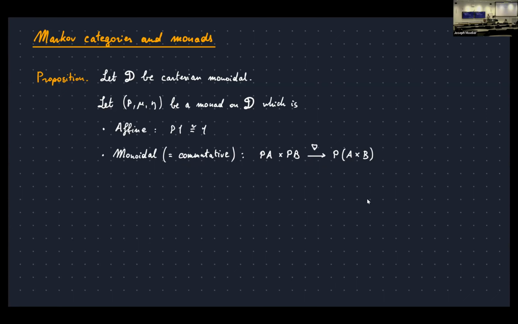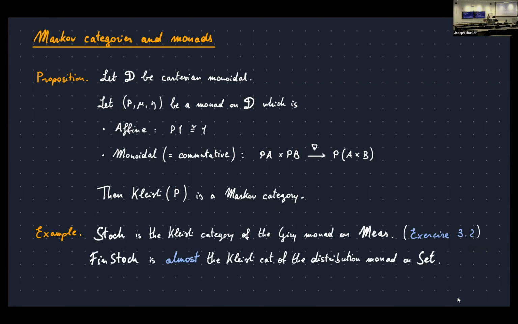If you have this, then the Kleisli category of the monad is canonically a Markov category with the copy and discard maps induced by the ones of D, except that now, usually you have interesting randomness. Like all the new morphisms that you got are not going to be deterministic in general. Okay?